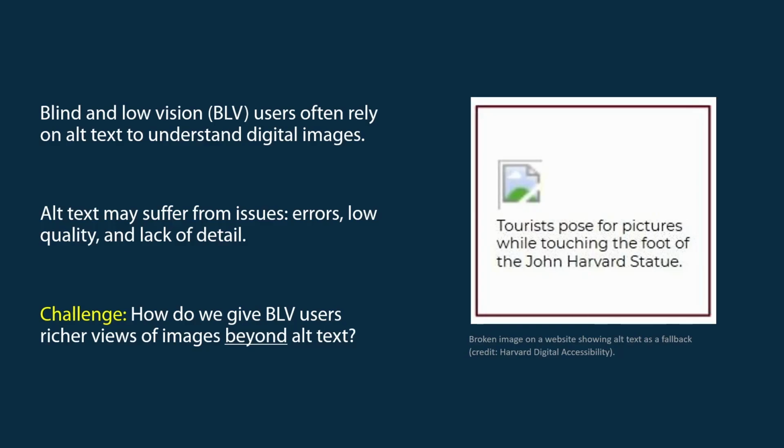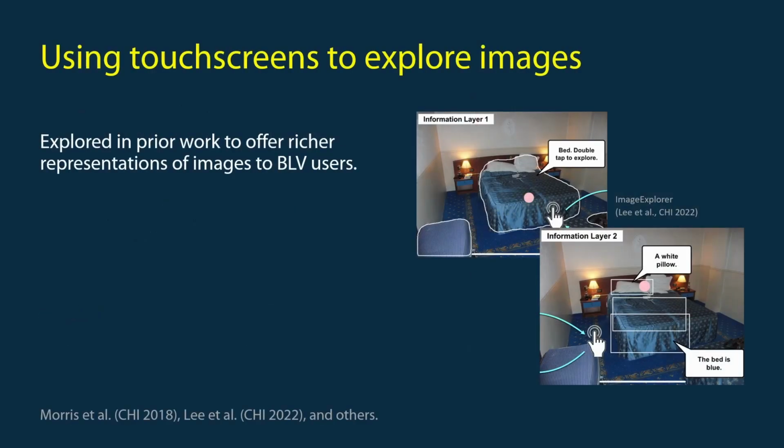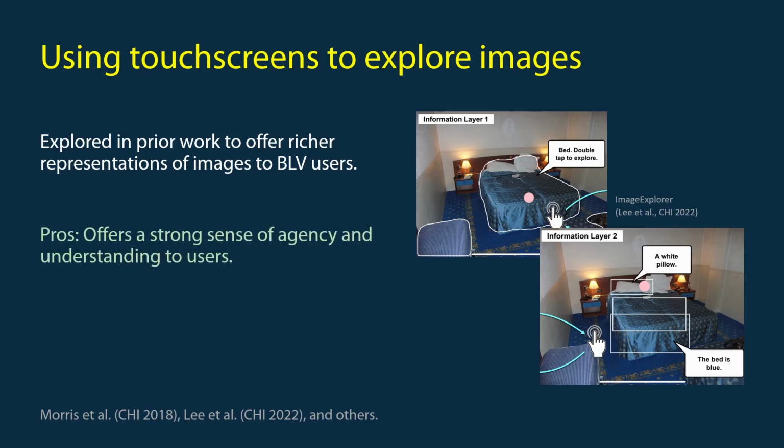And so many researchers have thought about this, and one method that's been explored is the use of touchscreens, such as those found on a smartphone, to allow blind and low vision users to survey regions of an image using their finger. Prior work has found a lot of benefits to these types of systems, including the fact that they offer a strong sense of agency and a strong understanding of the image to users. But exploring images via touch is a very involved process.